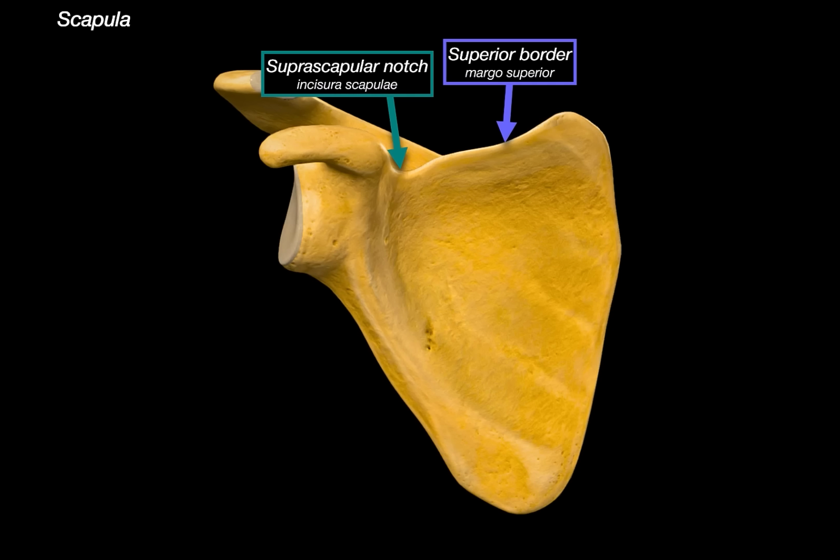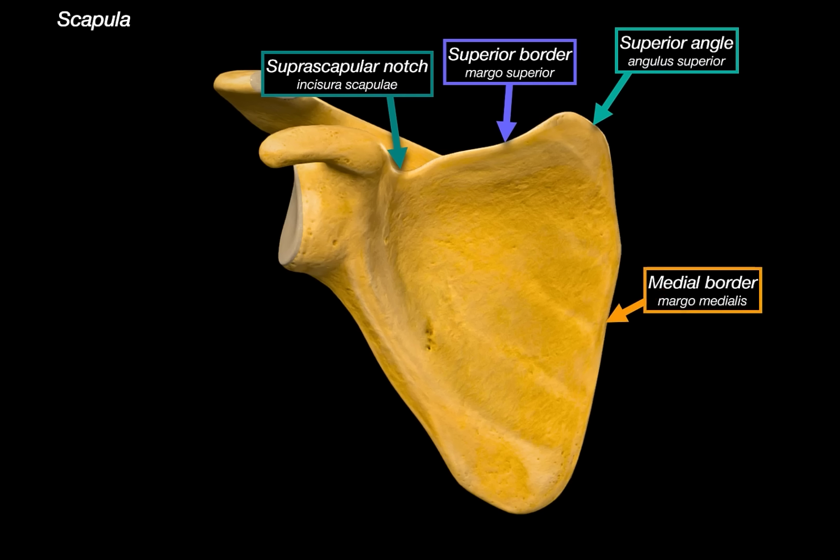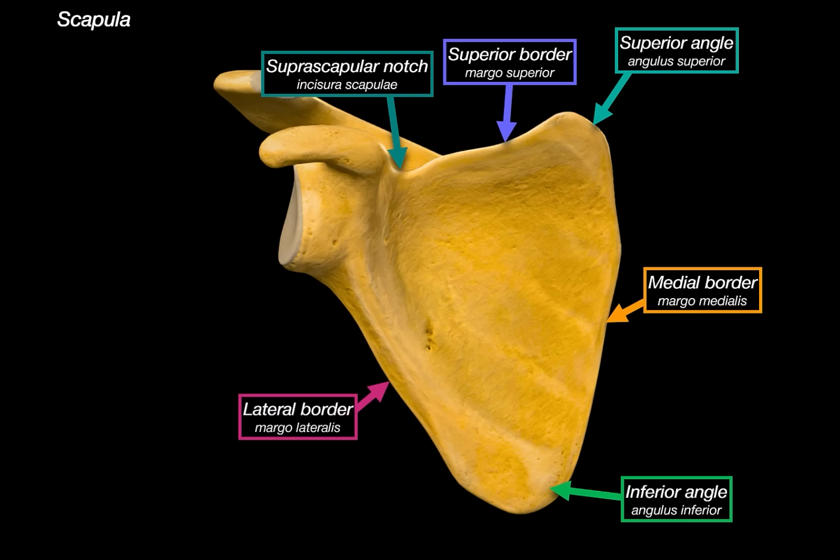Now, let's look at the rest of the angles and the borders that define the shape of the scapula. The superior angle is where the superior and medial borders meet. The medial border, also called the vertebral border, runs along the edge closest to the spine. The inferior angle is the lowest point of the scapula and is easily palpable. And finally, the lateral border runs upwards towards the glenoid and provides attachment to several muscles.